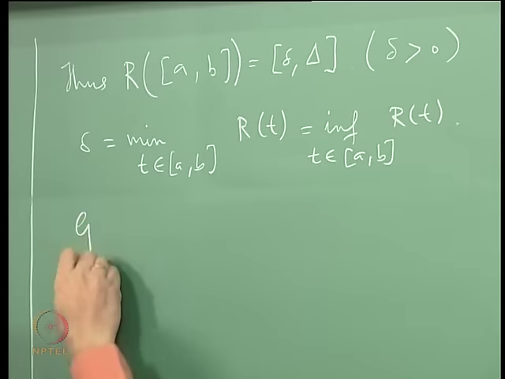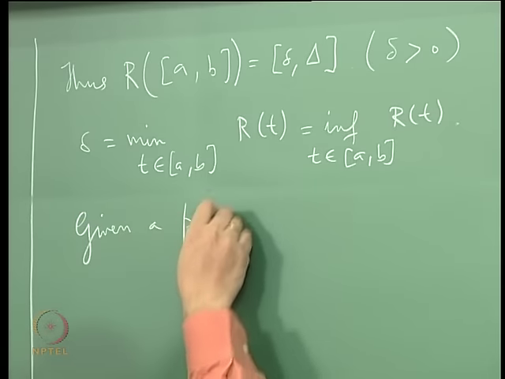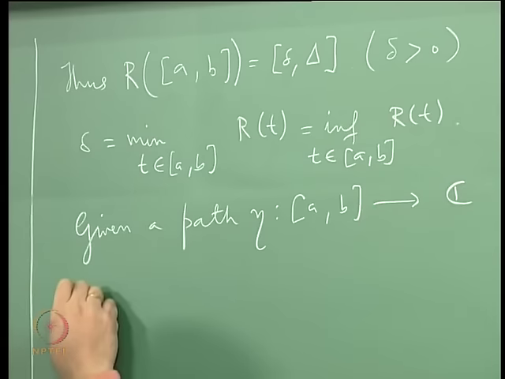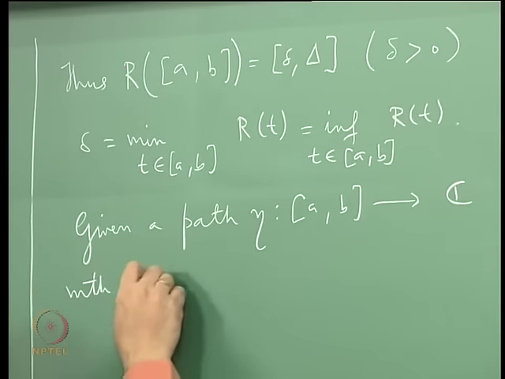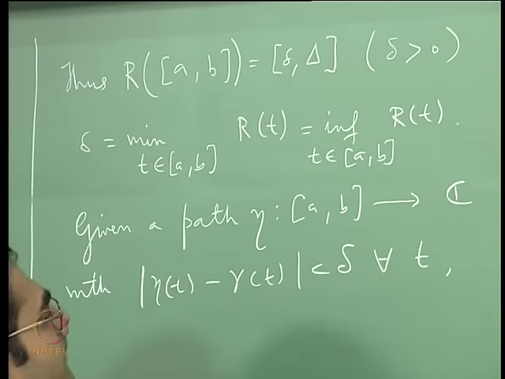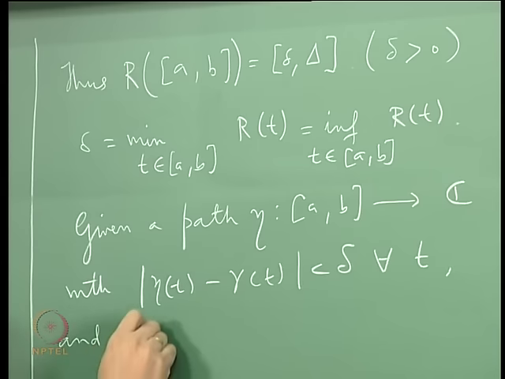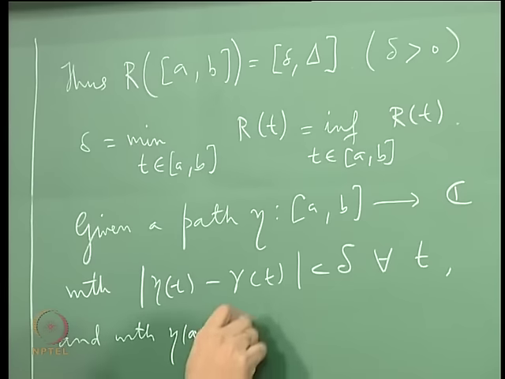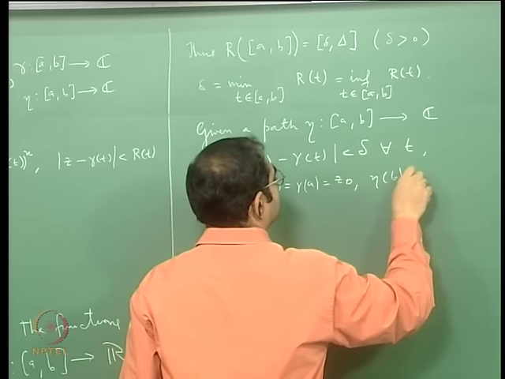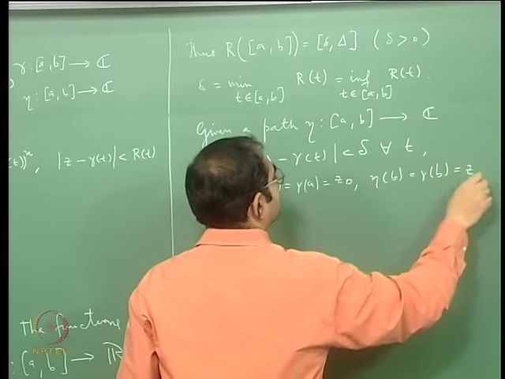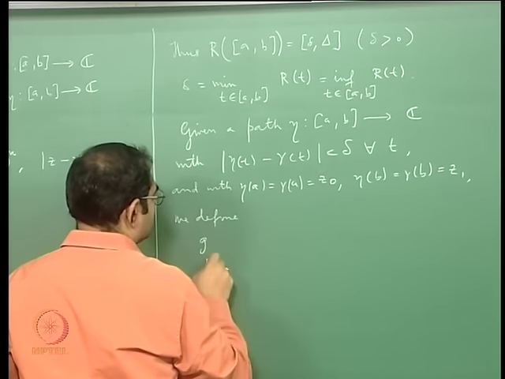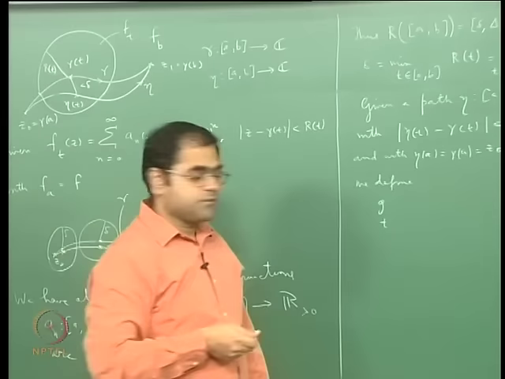It's very easy. Given a path eta from [a, b] to C with distance between eta t and gamma t less than delta for all t, and with eta of a equal to gamma of a equal to z0, eta of b equal to gamma of b equal to z1, we define g t. So I am going to define an analytic continuation. It is very simple.